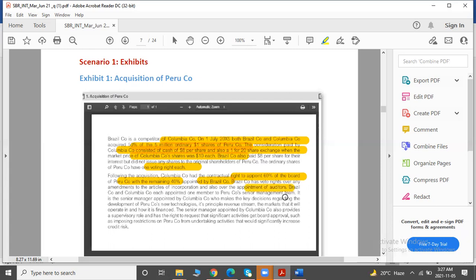Brazil Company and Columbia Company each appoint one member to the Peru Company management team. That's a draw between the two companies. It is the senior management appointed by Columbia Company who makes the key decisions regarding the development of Peru Company's new technologies. One more point for Columbia Company: its principal revenue stream, the market it will operate in and how it is managed is decided by the senior managers it appoints. Columbia Company also provides a supervisory role, and has the right to request that significant activities get board approval, such as imposing restrictions on the company from undertaking activities that would significantly increase credit risk.